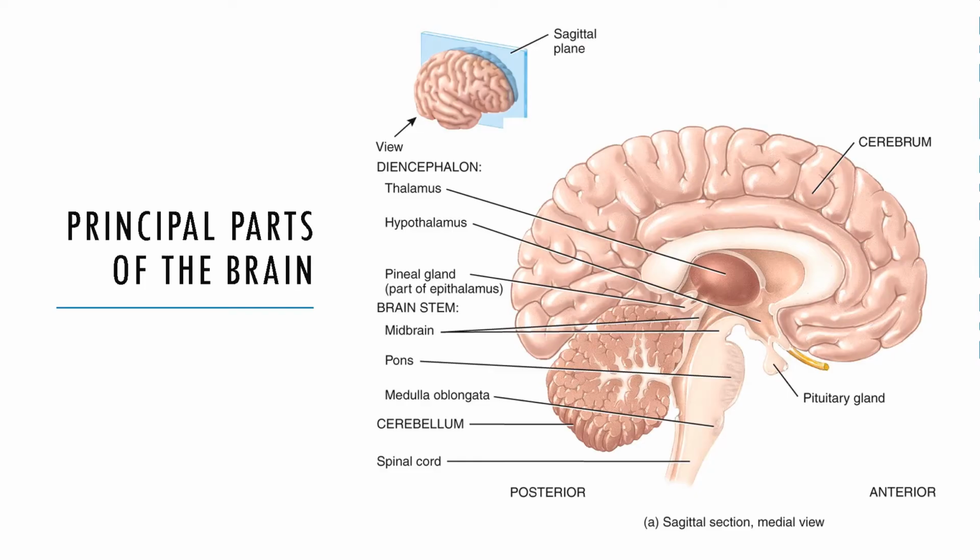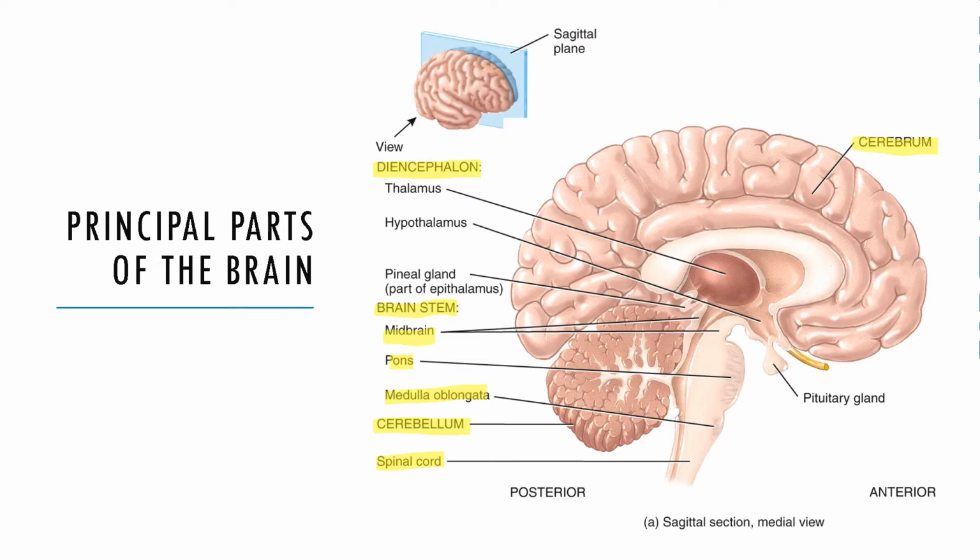So the adult brain consists of four major parts. These are the brainstem, the cerebellum, the diencephalon, and the cerebrum. The brain stem is going to be continuous with the spinal cord down here. And it consists of a couple parts. We have the medulla oblongata, the pons, and the midbrain, the three main parts of the brain stem.